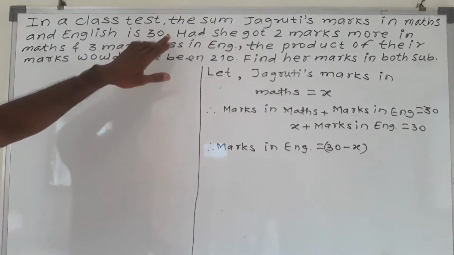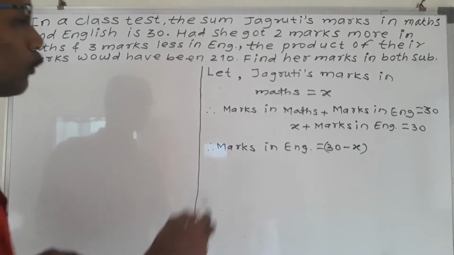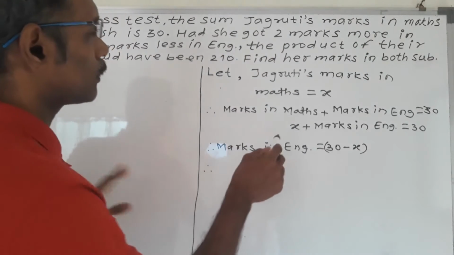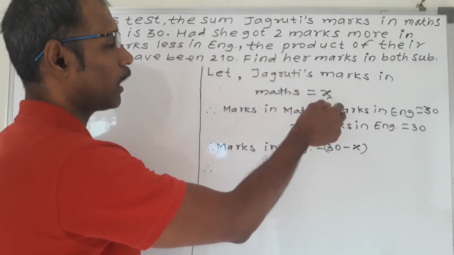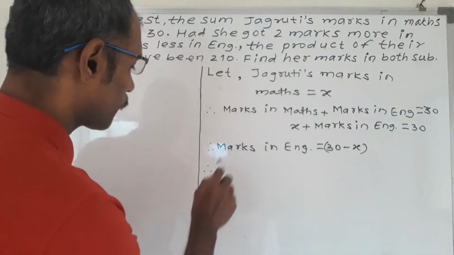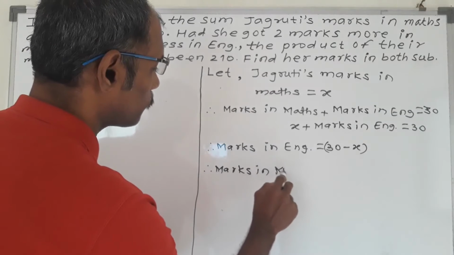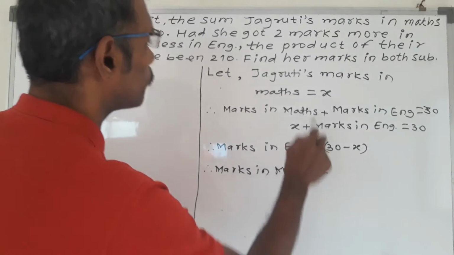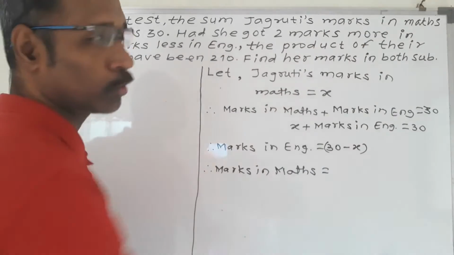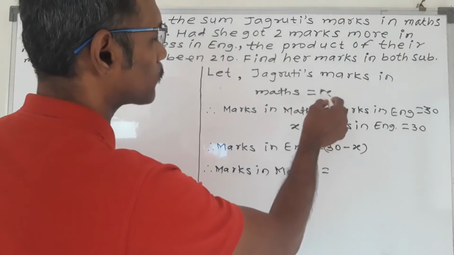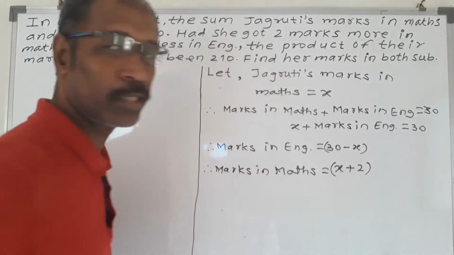Now, the next condition, that is, had she got 2 marks more in maths. Suppose she got 2 marks more in maths, means previous marks x in maths. Then marks in maths, now here we add 2 in this x, means in previous marks. Original marks in maths x, therefore we add 2 more marks.